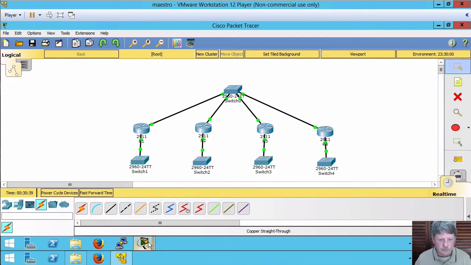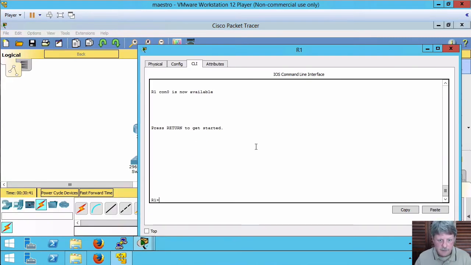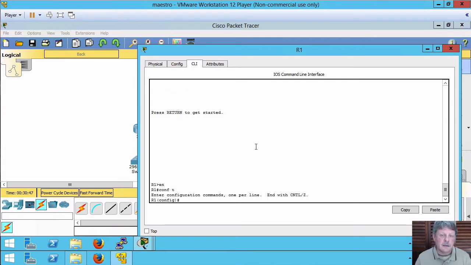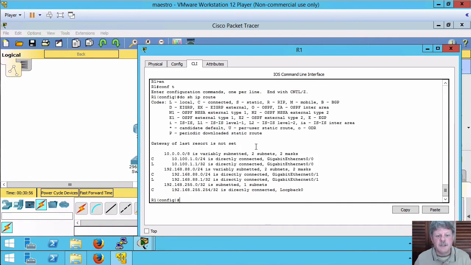I'm going to go into router one. The first thing I'll take a look at is what networks I have in my routing table. The reason I'm doing that is normally what we do is advertise out the networks that we know about that we want to transmit data. Got two of those. I've got the 10.100.1.0 network. I've also got the 192.168.88.0 network. We've got this one down here that is the loopback that we have the router ID on, but I don't want to advertise that out because I don't want anybody communicating with that.